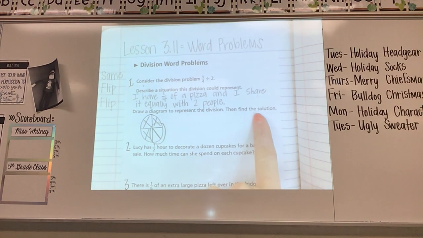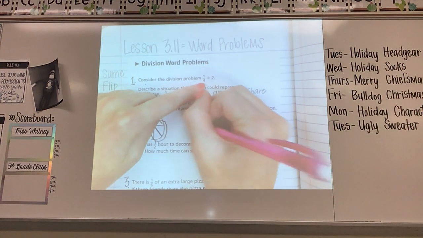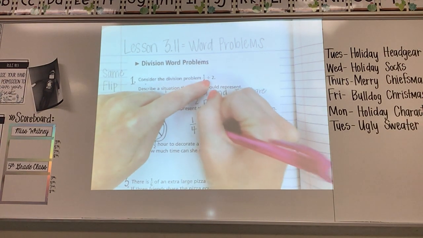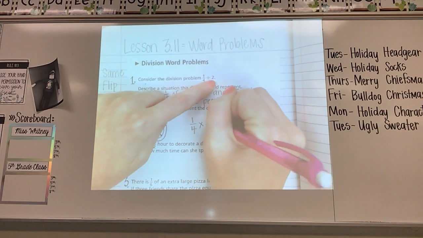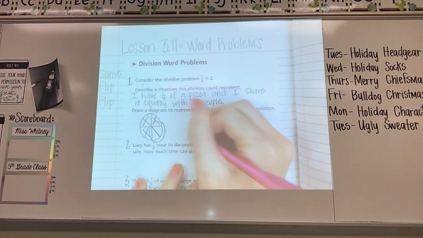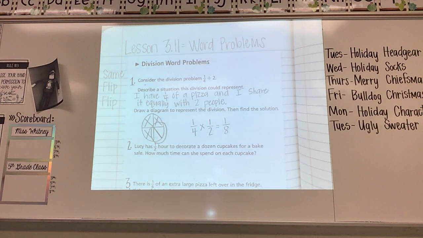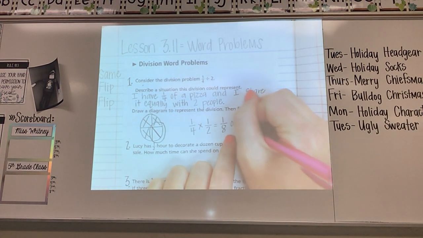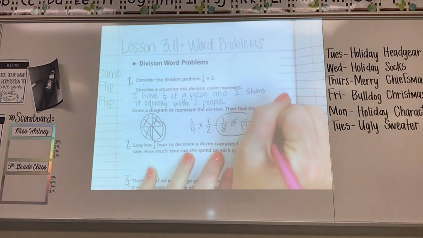Now I'm really going to find the solution using these numbers and using same, flip, flip. So same, flip, what does my division sign become? Multiplication. And flip my 2, it becomes a 1/2. Then I just multiply straight across, straight across. So 1 times 1 is 1. 4 times 2 is 8. And I need a label. Think about what we were talking about there. 1/8 of pizza. Because we were talking about pizza. Each person would get 1/8 of that pizza.